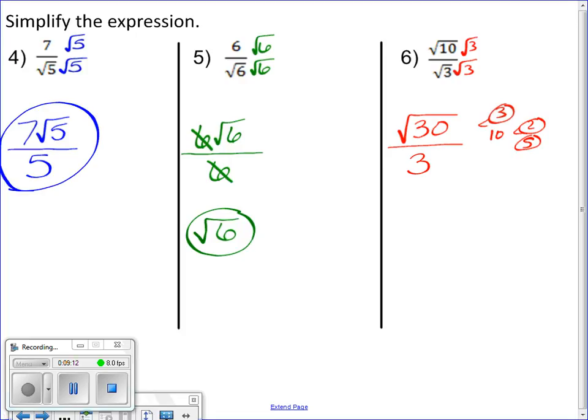There's no pairs. Can I divide 30 by 3? Thank you. One's a radical, one's not. I can't actually divide those. Same reason you didn't multiply them here, same reason I can't divide them here. This is actually as far as that one goes.